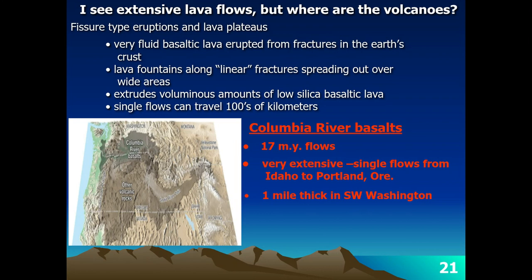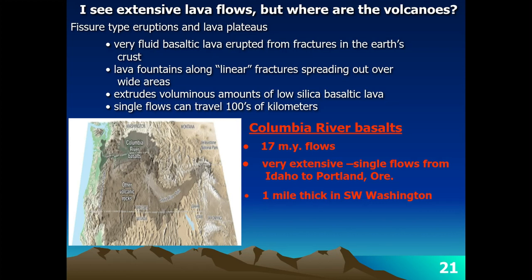And these represent very fluid, mafic basaltic lava that really emanates and erupts from fractures in the Earth's crust. What it really produces, if you can envision a series of cracks along the Earth's crust, is a series of what we call lava fountains. And these would be linear fractures that spread out over wide areas. And up from these linear fractures then erupts a lot of these fissures.